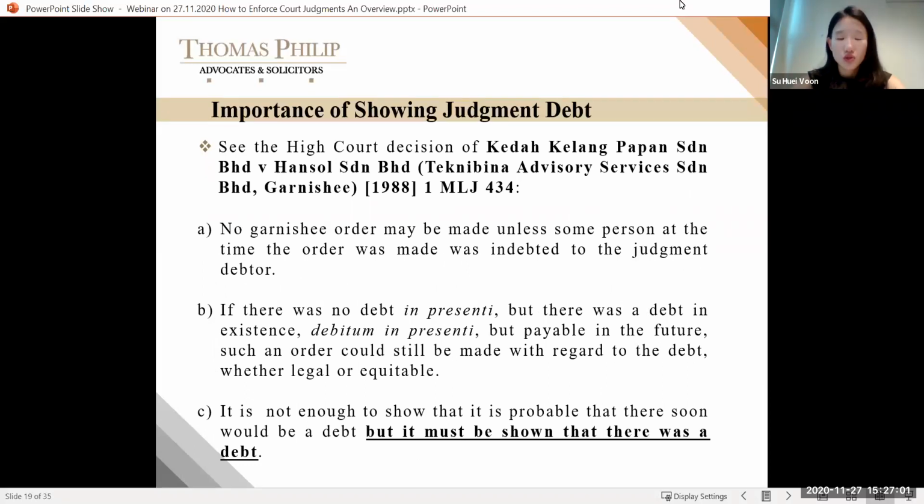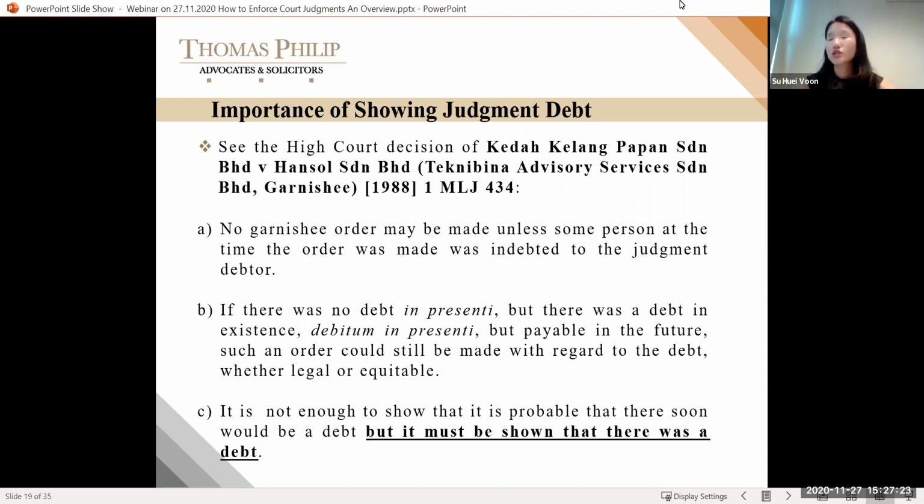Yeah. So this slide is to show the importance of demonstrating the existence of a judgment debt. This High Court decision of Kedah Klang Papan Sendirian Berhad and Hanso Sendirian Berhad establishes some of the key principles that need to be taken into account where a judgment debt is concerned.